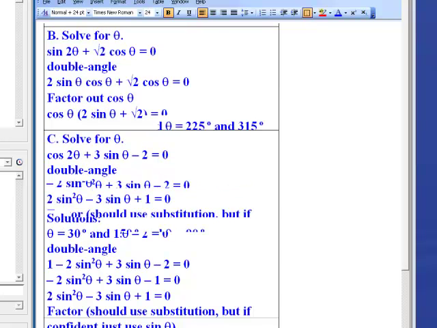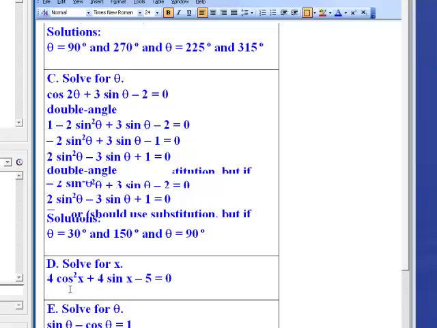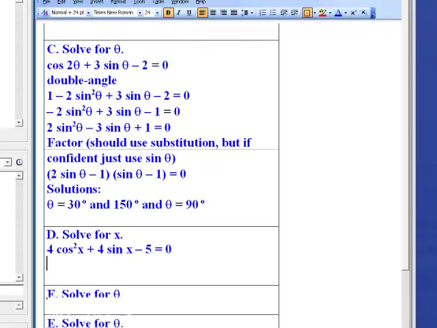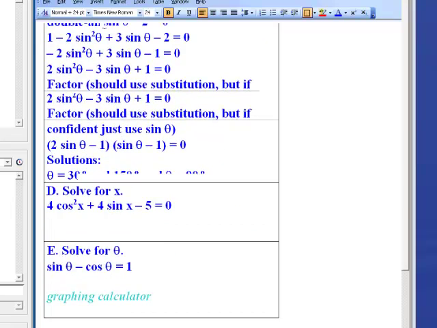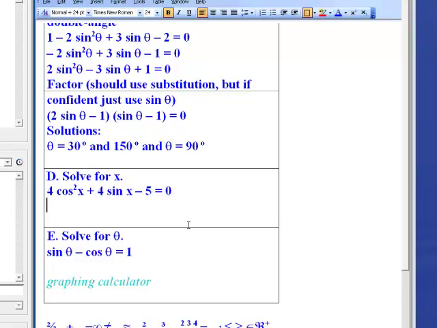Okay, next example. Let's see, I'm going to scroll a little further so we have it better on the screen here. Let's see what I'm going to do on this one.